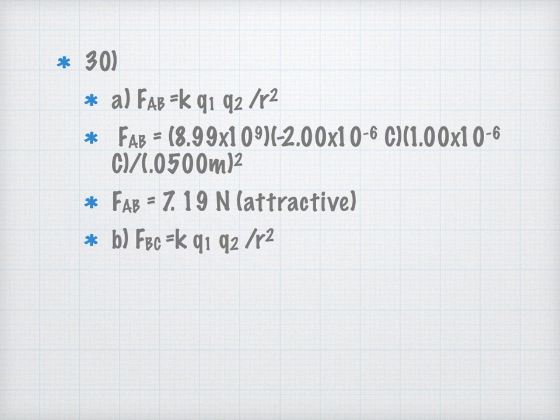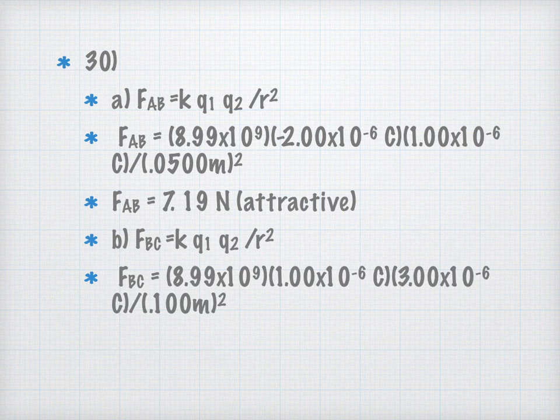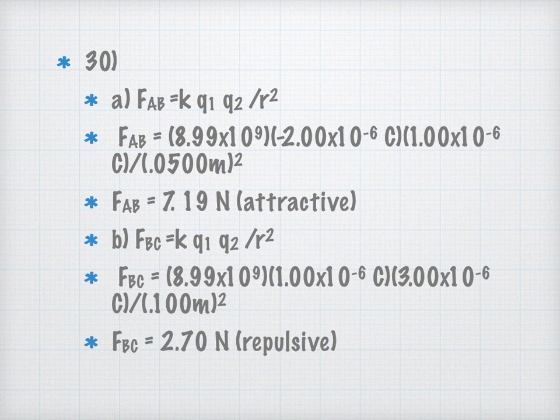Okay, letter B is finding the force between B and C. Same formula, K Q1 Q2 over R squared. Plug in the numbers. 8.99 times 10 to the ninth is K. 1.0 times 10 to the negative 6 coulombs is B. 3.0 times 10 to the negative 6 coulombs is C. And these are 0.100 meters squared apart. And if you run that through your calculator, you're going to get the force between B and C being 2.70 newtons, and that's repulsive because they're both positive. And again, with absolute value signs, that's not going to affect the sign per se, but we need to know that fact that it is repulsive.